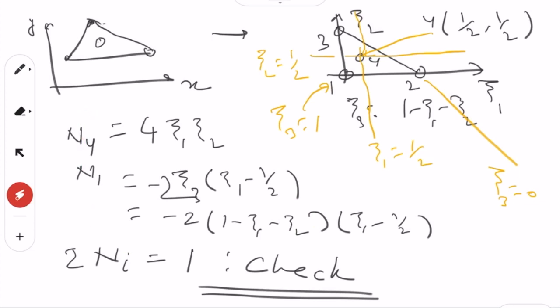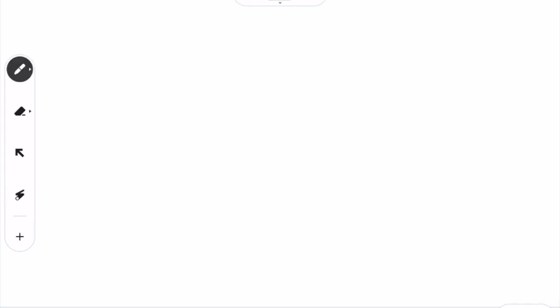Okay, now one thing you will face is how to integrate. Once you have this n1 and then you are finding out k, then you have to integrate.